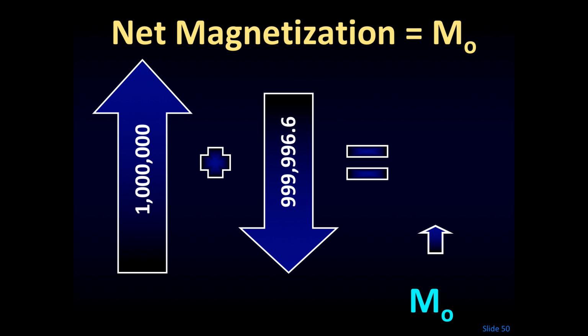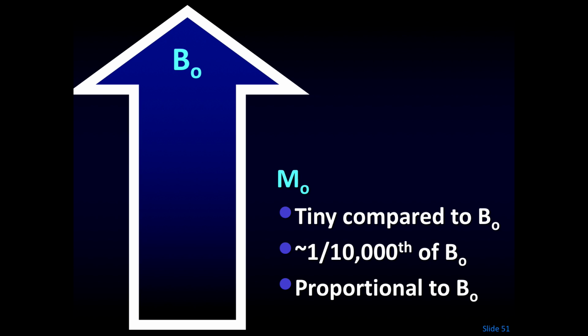Now this net alignment has a name, and I maybe didn't make it clear earlier, but this net alignment is called M naught. So the external magnetic field is called B naught. The magnetic field that's induced in you when you go into an MR scanner is M naught. Now M naught is very, very tiny compared to B naught. B naught is the external magnetic field. M naught is your magnetic field when you go into the magnet. And it is very tiny. It's about 1/10,000th the size of B naught. And it's proportional to B naught.